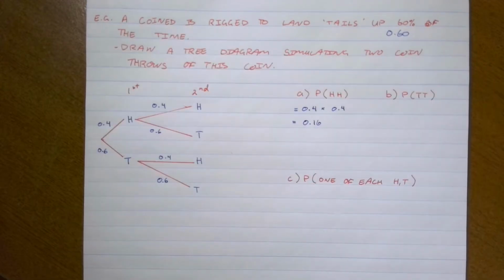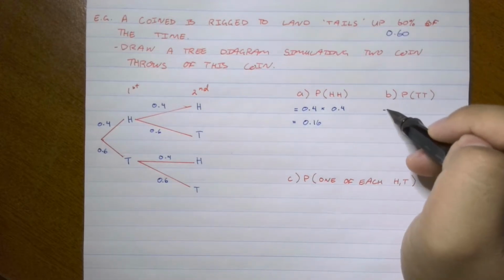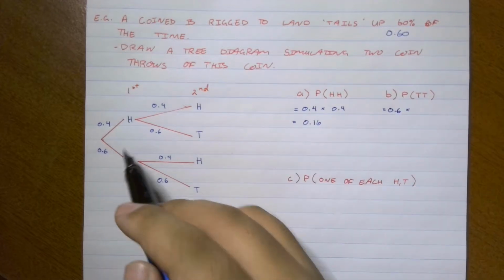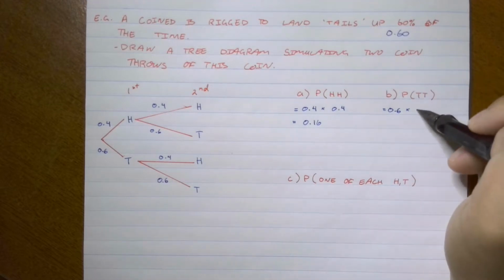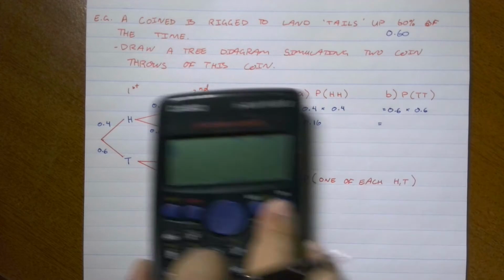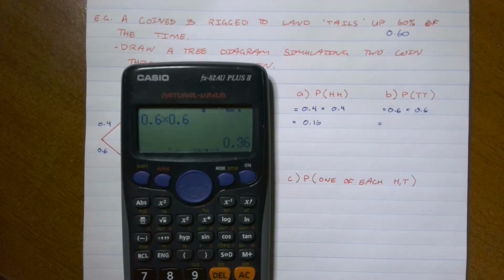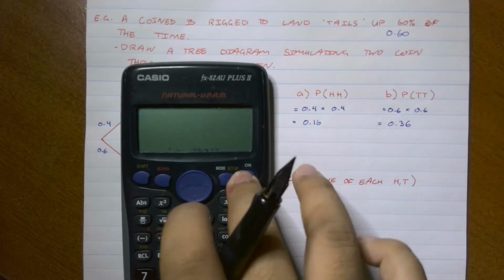To get the probability of getting 2 tails, we follow the branches, 0.6. We multiply it again by the same branch we're following, 0.6. This will give us 0.36.